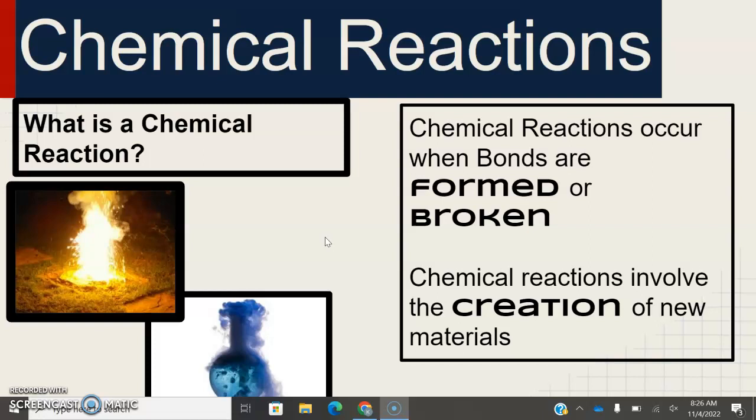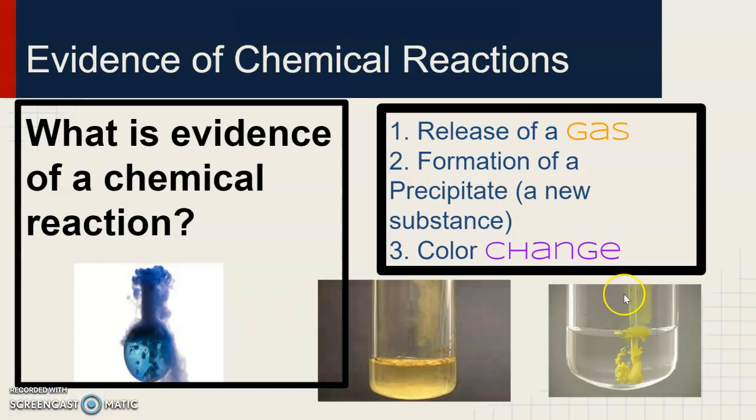This first slide here is just a little bit of a review. Remember, chemical reactions occur when bonds are formed or broken. Remember, we're having a chemical change. And then chemical reactions involve the creation of new materials, right? So we're putting something in on the left, our reactants, and we're getting something out on the right, our products. Okay? So let's just keep that in mind as we're moving forward today.